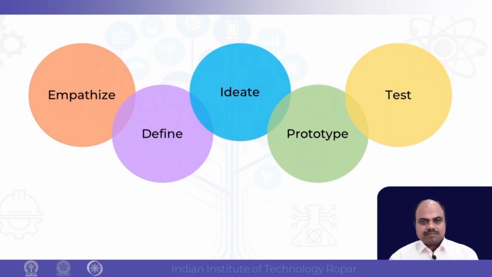Once we empathize, the next one is define. We define what the problem is. After understanding, we say exactly this is the problem. There could be some limitation to the problem, there could be some constraint to the problem. All these things we need to understand in the stage of defining.